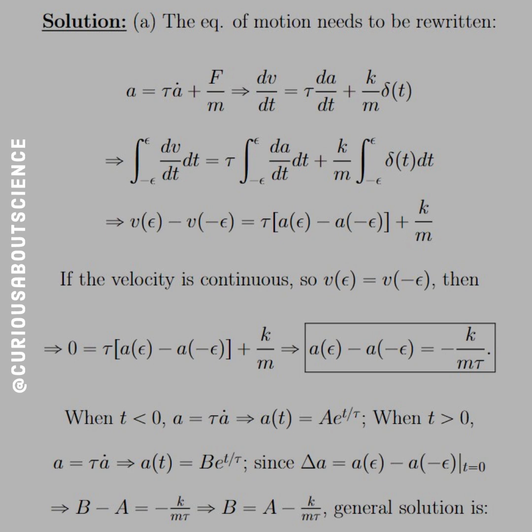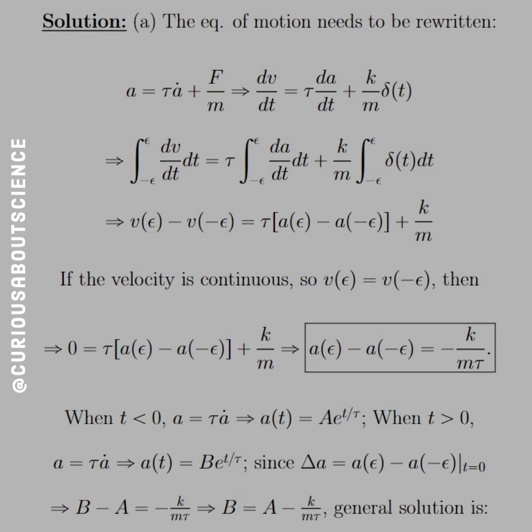So cool there. For t less than 0, a is equal to tau a dot, so then we get the equation of motion for that. When t is greater than 0, we have a similar equation of motion. a of t is equal to b e to the t over tau. Again, very similar here. Now we can use the fact that delta a, which is equal to a of epsilon minus a of negative epsilon evaluated at t equals 0, to find out what A and B are as far as the coefficients. And so we see that B is equal to A minus k over m tau.